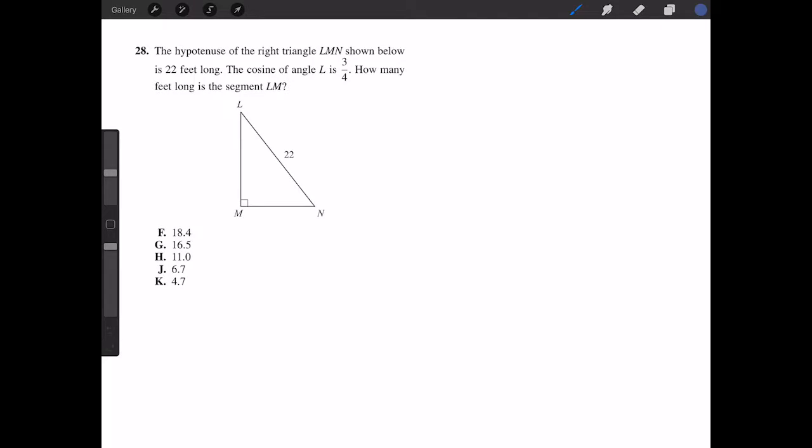Problem 28 reads, the hypotenuse of the right triangle LMN shown below is 22 feet long. The cosine of angle L is 3/4. How many feet long is the segment LM? There are 2 ways of doing this. One, you can use your knowledge of geometry, combined with trig, knowing what the cosine of an angle is.